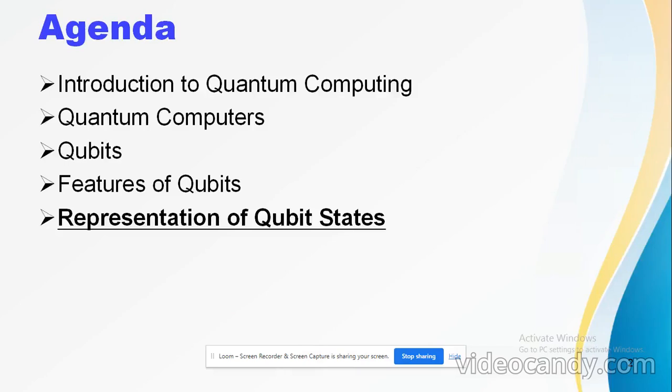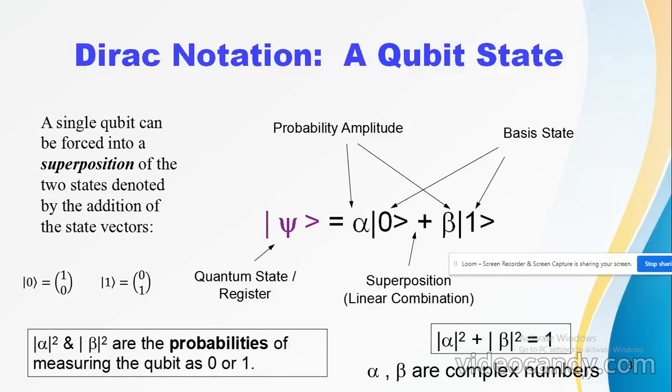In this video, we will see about the representation of qubits. Now let us understand the representation of qubits. The qubit is represented as ket psi.